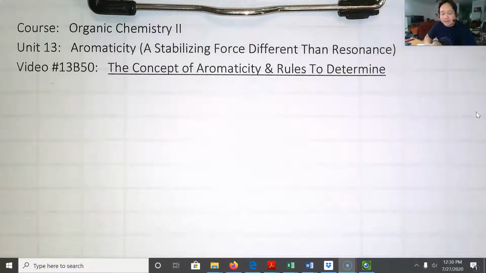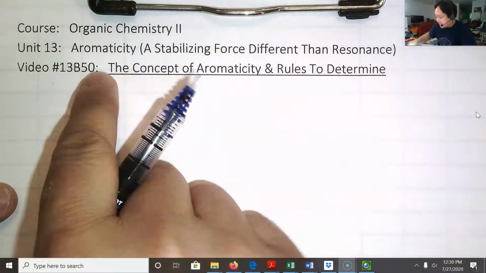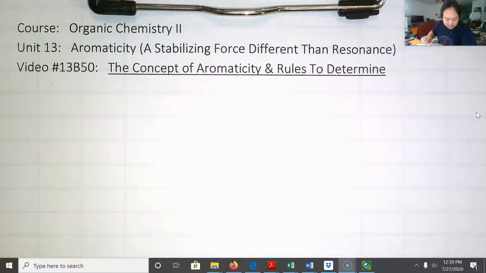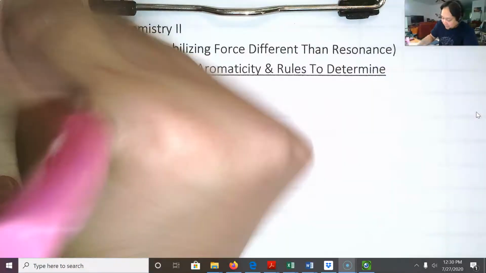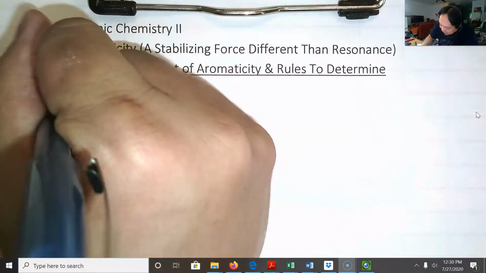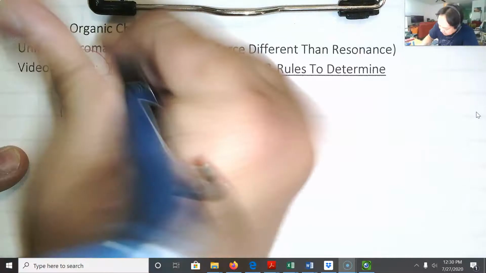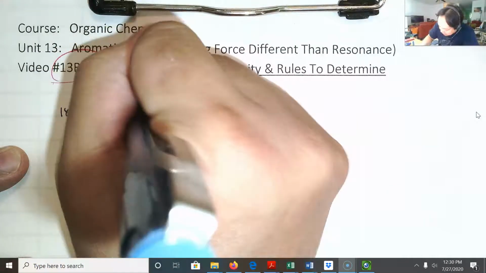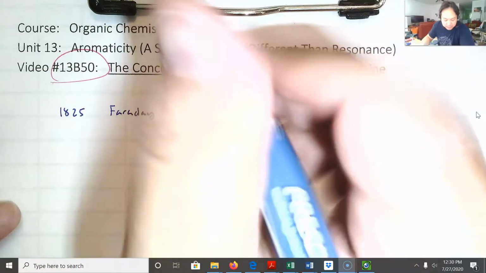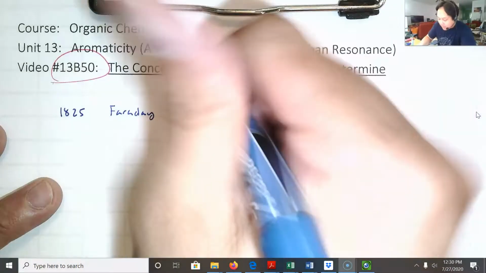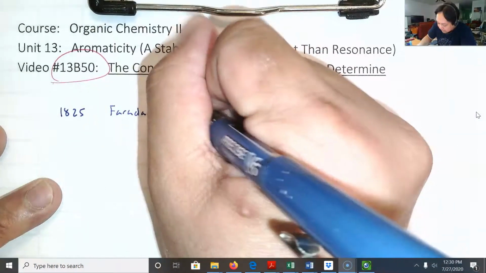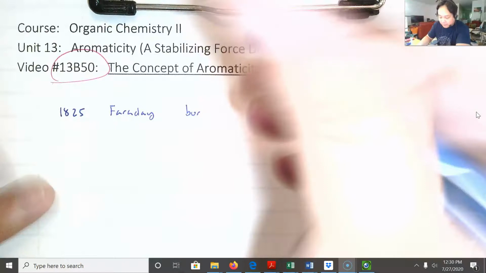They tend to have a delocalization of their electrons. But aromaticity is a little bit different, and the story about aromaticity starts in 1825 with Michael Faraday, and he was burning benzoin for heat or light.